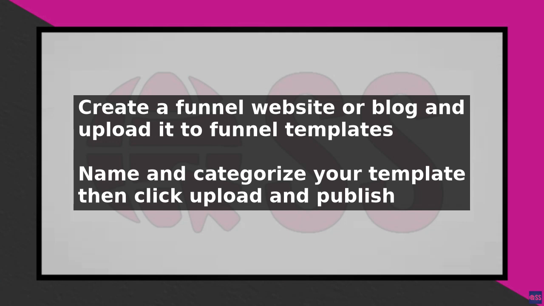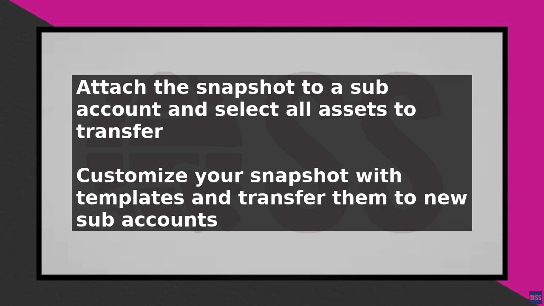To use the snapshot in a sub-account, attach it to the account, select All Assets, and click Proceed. The snapshot's templates will be transferred to the sub-account. This allows you to customize your snapshot with the templates you want and transfer them to new sub-accounts.